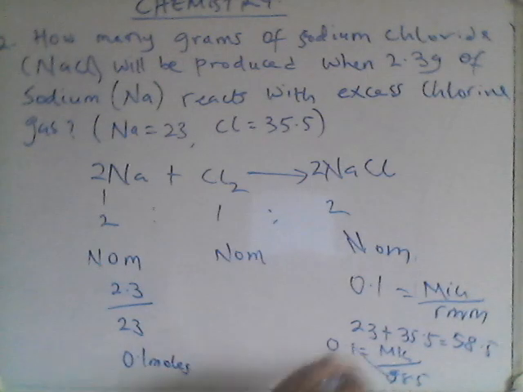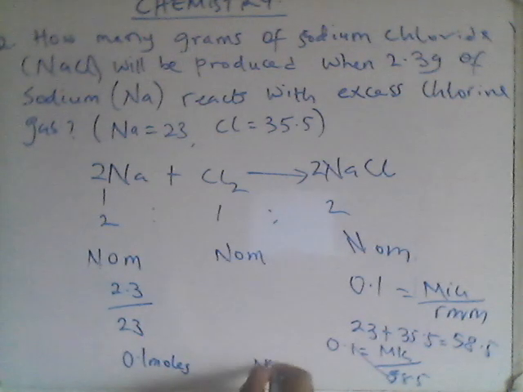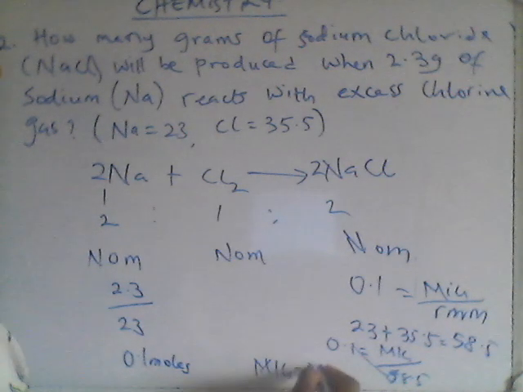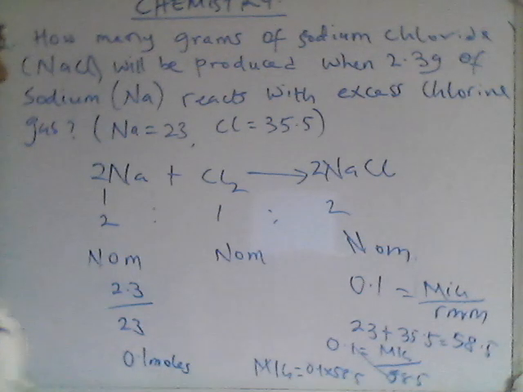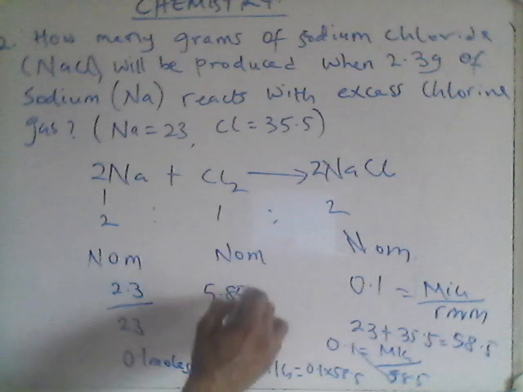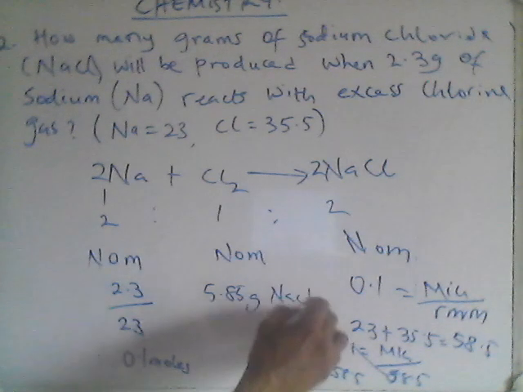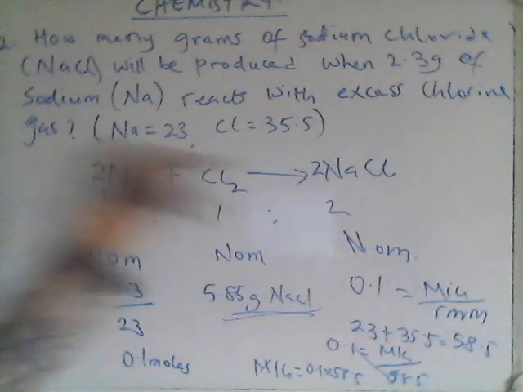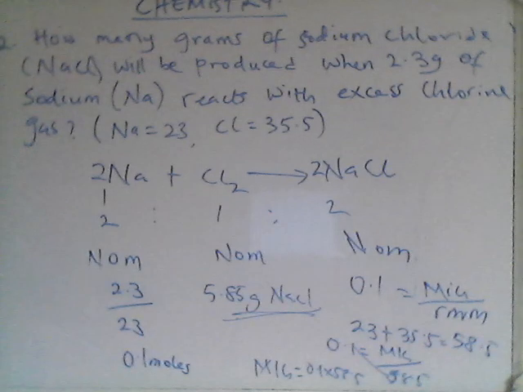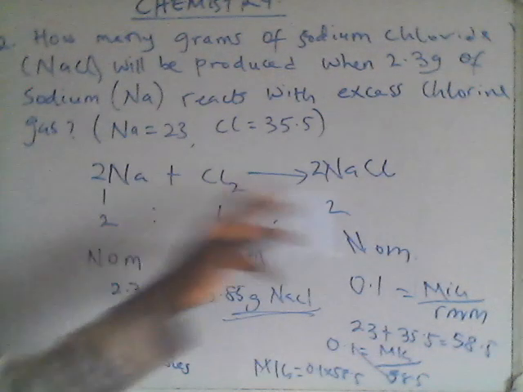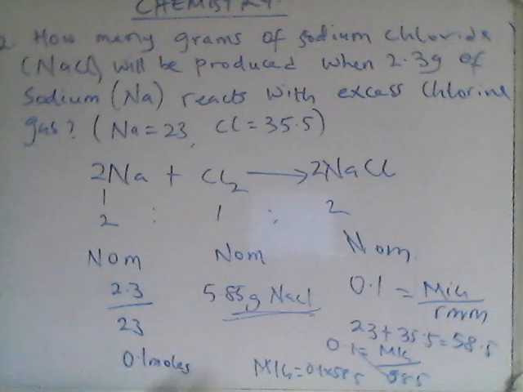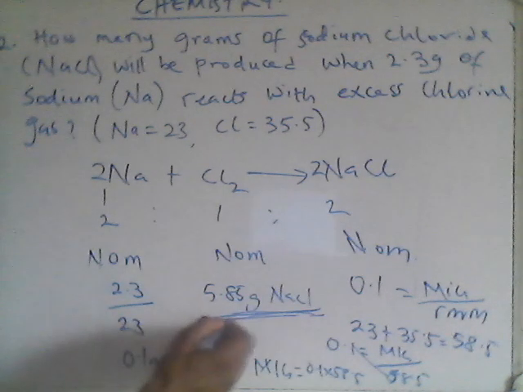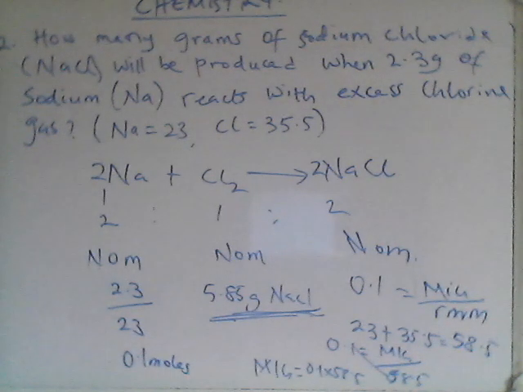So when I multiply this by this, the mass in gram I'm looking for is equal to 0.1 times 58.5. The final answer will give us 5.85 gram of sodium chloride. So this is it. We're not taking cognizance of these 2 here because they say it's in excess. We have actually gotten the final answer: 5.85 gram of sodium chloride.